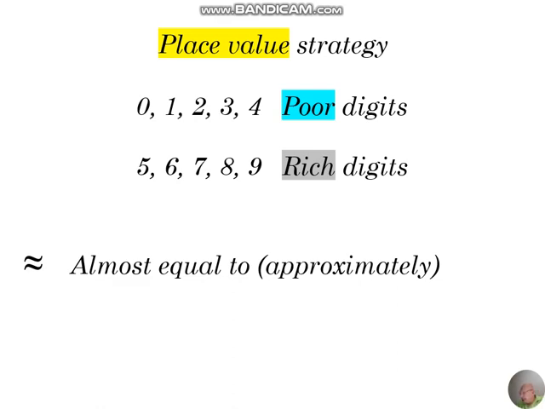There are 5-digit poor and 5-digit rich. The poor digits are 0, 1, 2, 3, 4, and the rich digits are 5, 6, 7, 8, 9. And this sign here is not an equal sign, and we're going to use it in this lesson. This means approximate. This approximately means almost equal to.